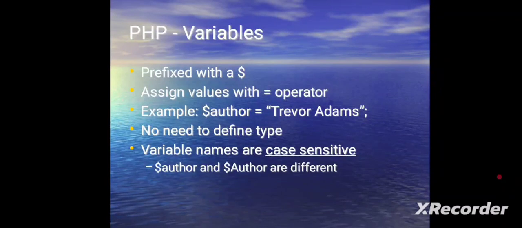The next one is variables. Variables are prefixed with the dollar sign. For example, for num we use a dollar sign followed by num. We assign values with an assignment operator. For example, dollar sign followed by author is a variable name, followed by the assignment operator. We can use double quotes, and the variable can hold numbers or anything. The statement ends with a semicolon.